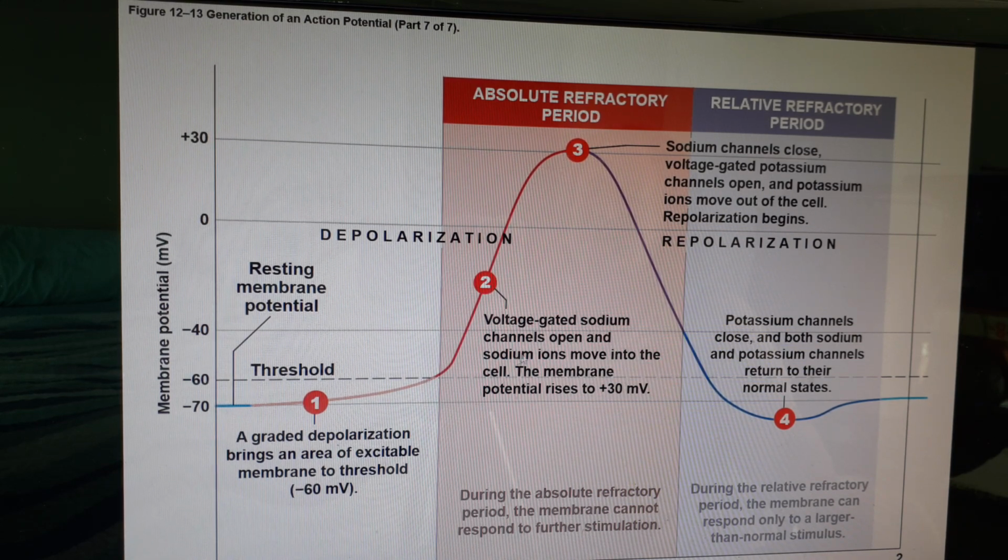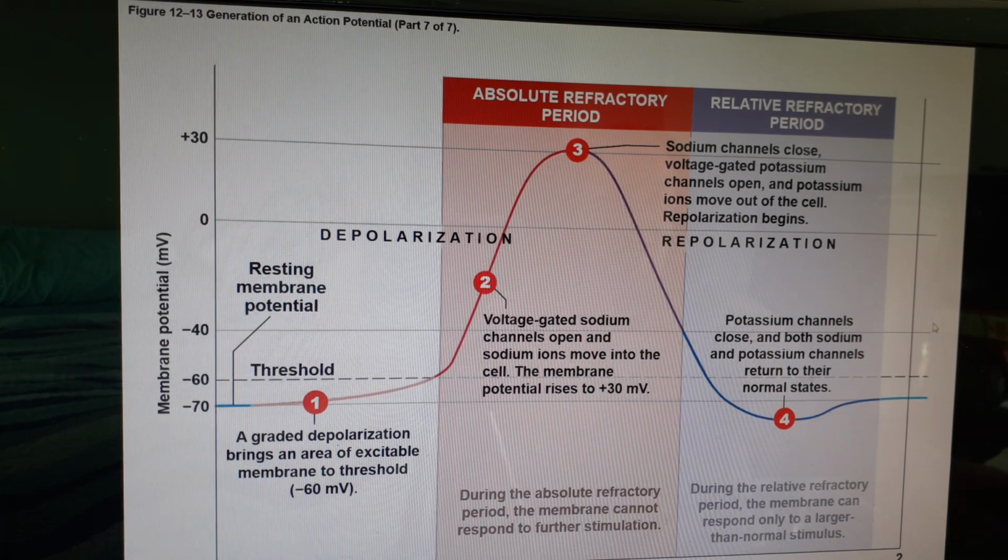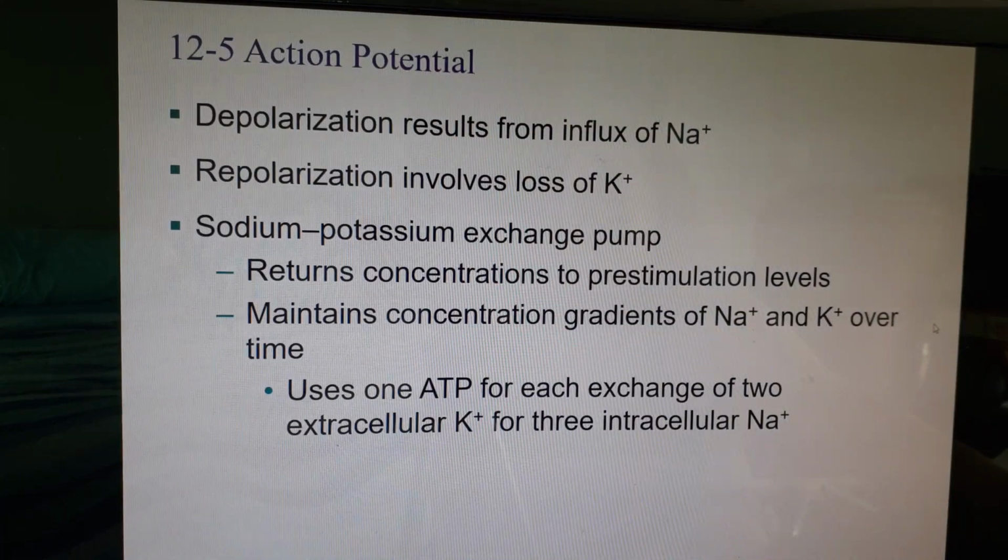Now this explains why the signal can only move in one direction. Because if I'm on a section of membrane and it's going through this, then the area behind it is going through this. The only area that can respond is the area in front of it. I'll explain that in just a few minutes.